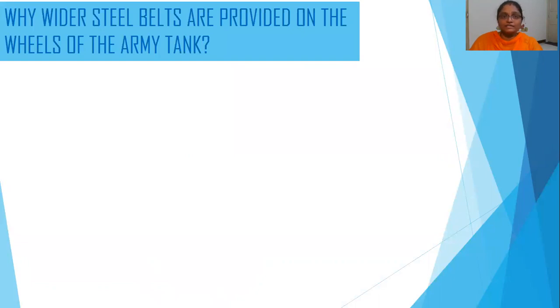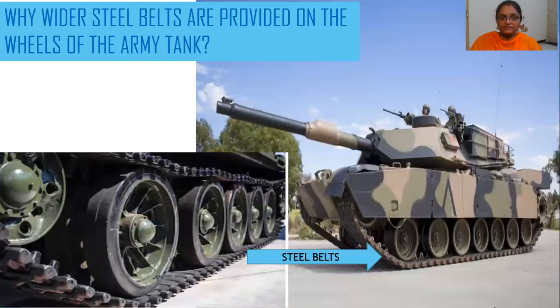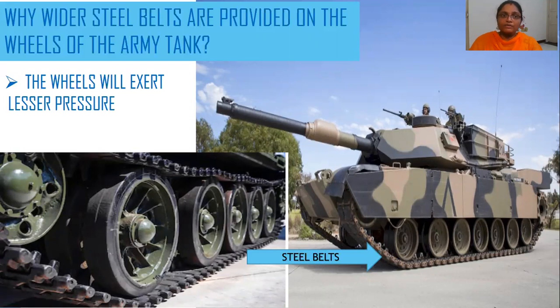Why are wider steel belts provided on the wheels of the army tank? An army tank is a heavy vehicle and you must have observed steel belts running over the wheels. But what is the reason behind it? The weight of the army tank will act upon the wheels. The area of the wheels is small. So if the applied force is more and the area of contact is less, it will exert more pressure. In order to apply lesser pressure on the ground, wider steel belts with larger area are provided on the wheels of the army tank so that the army tank can move easily over the ground.